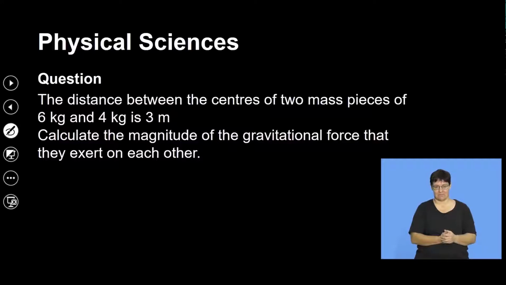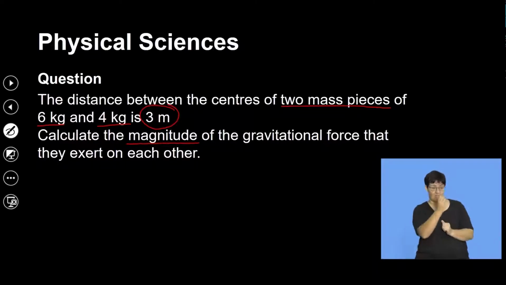First question. The distance between the centers of two mass pieces. Here, it doesn't matter really what the mass pieces are, they're just weights, 6 kilograms and 4 kilograms, and they are 3 meters apart. They want us to calculate the magnitude of the gravitational force that they exert on each other.